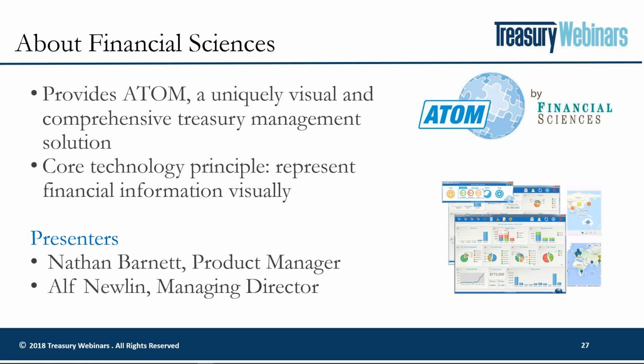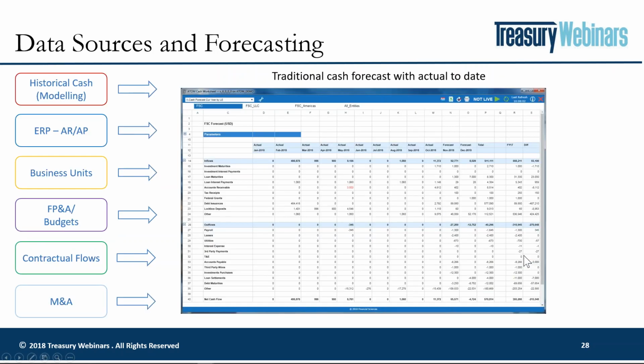So a little bit about financial sciences and Atom. Atom is a visually oriented treasury management solution. And one of our main technology principles is, whenever possible, to represent financial information visually. And we think that's extremely productive, particularly for complicated information or where there's lots of data. Next slide, Ernie. So to reset the discussion a little bit, we're going to show you two examples. One general example about representing forecasts visually, and then one specific having to do with a challenging area regarding modeling.